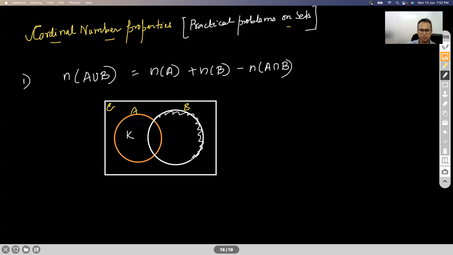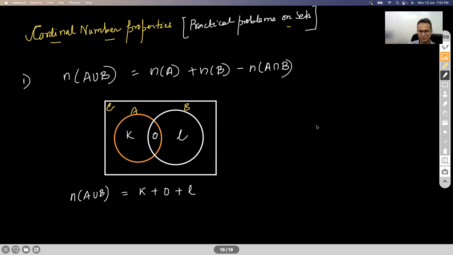I hope you can see the movement of my marker. In this zone, let's say L number of elements lie. And how many elements lie in their intersection part, which is this zone? Let's say O number of elements lie here. So when I'm looking for n(A union B), I want to actually get the sum of K plus O plus L.